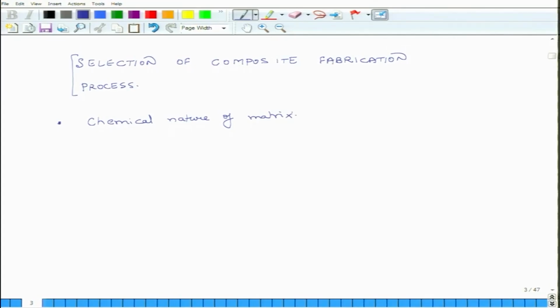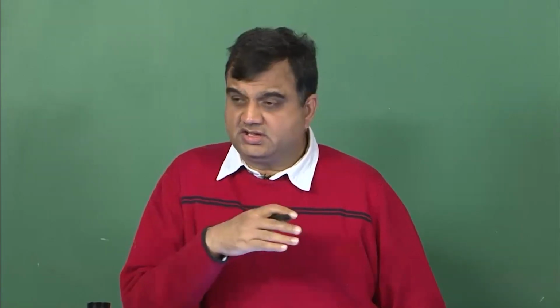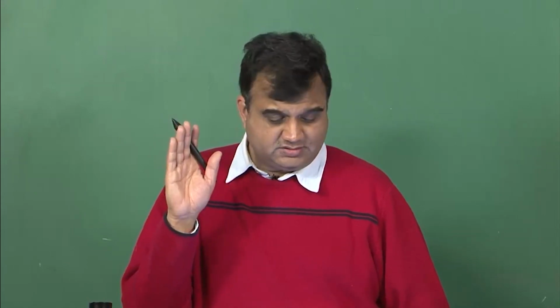This very strongly influences the nature of the fabrication process. I will give you a couple of examples. Suppose we want to develop a metal matrix composite. So, in this case, the matrix is made up of metals.